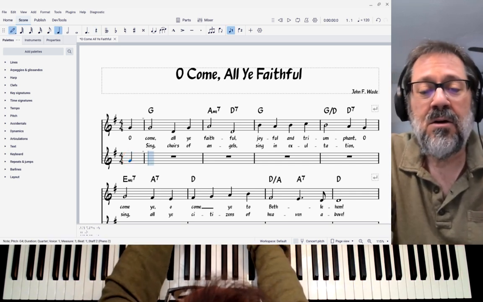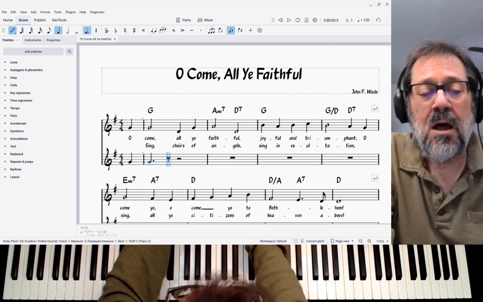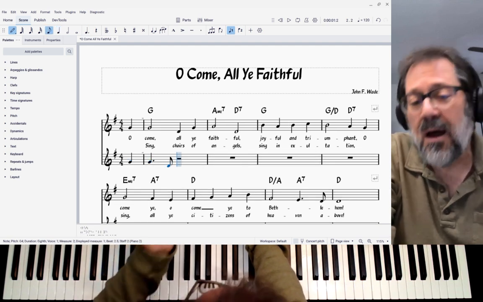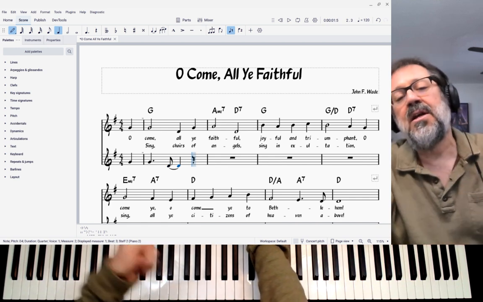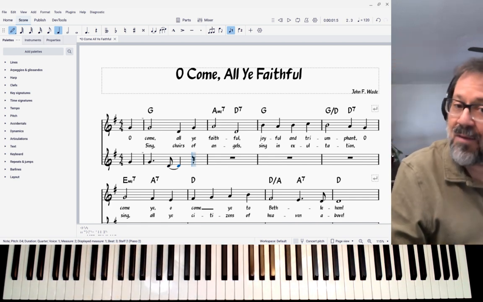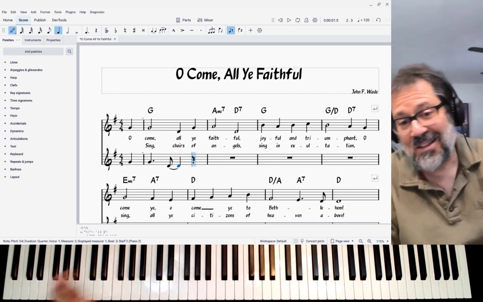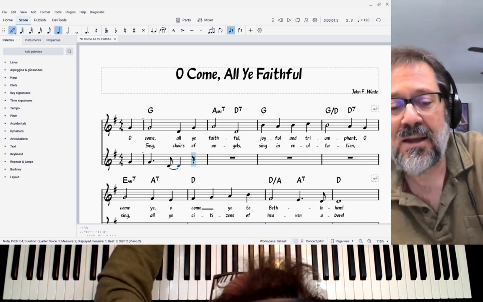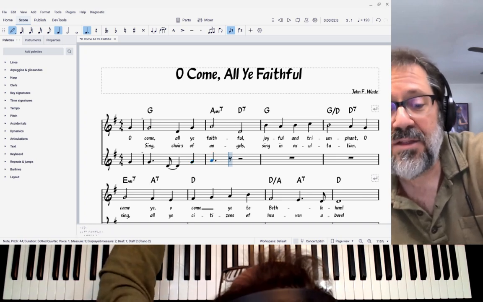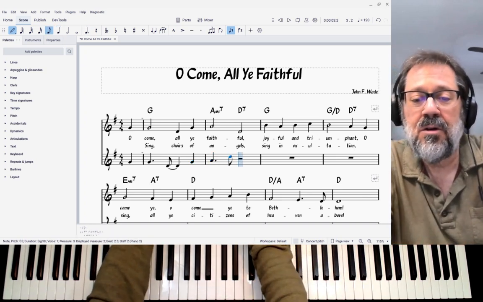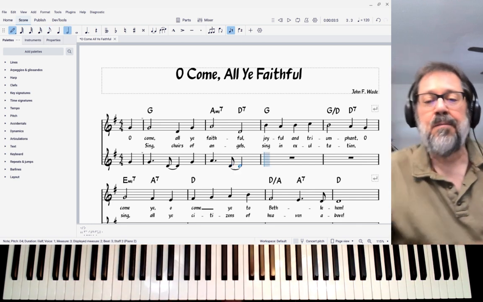So I can say, oh, and then make that a dotted quarter note instead of a half note. Come, and then put all on the and of 2 instead of on 3, but then tie it over into beat 3. So we have that note on the and of 2, not immediately followed by a note on 3 because it's just tied over. And then I can have ye, and then another dotted quarter, faith, and then an eighth note, full, and tie that one over as well.